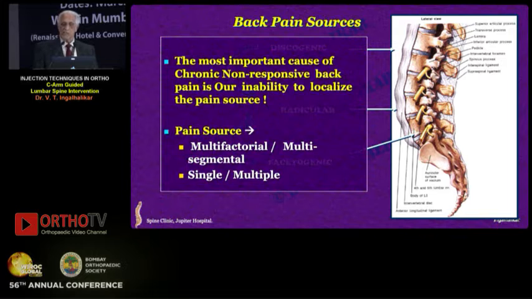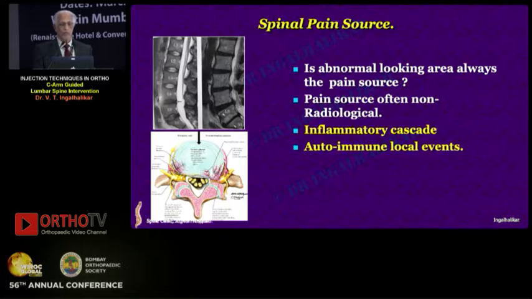These pain sources, especially in the lumbar spine, could be multifactorial, multi-segmental. Somewhere it could be L3-4 left side, it could be L4-5 at right side, and somewhere down in the disc at L5-S1. They could be single or multiple at the same time, and it's very, very difficult to speculate that what looks bad is the source of pain. The question arises, is the abnormal looking area always the pain source? Because the pain source often is non-radiological.